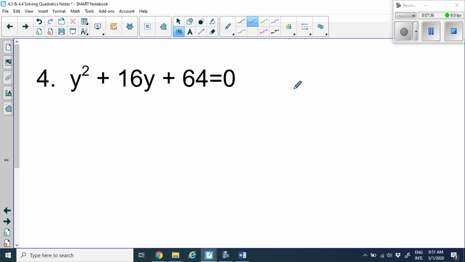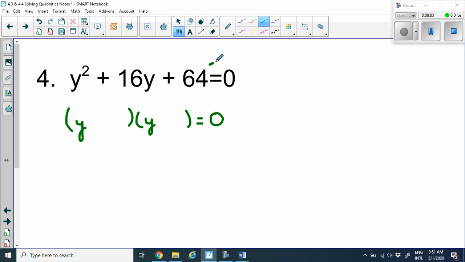Okay, let's go ahead and go over this. So here we already have it set equal to 0, so we're good to go. We look at our three terms to see if they have anything in common. They do not. They don't have a variable, and they don't have a number other than 1. So since our a value is 1, I can already automatically create my two sets of parentheses. Make sure it's set equal to 0, and I have y and y.